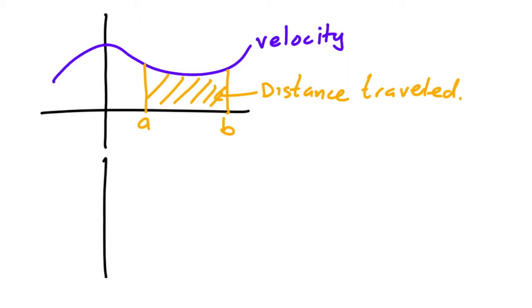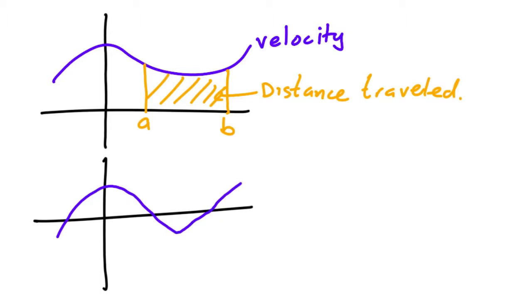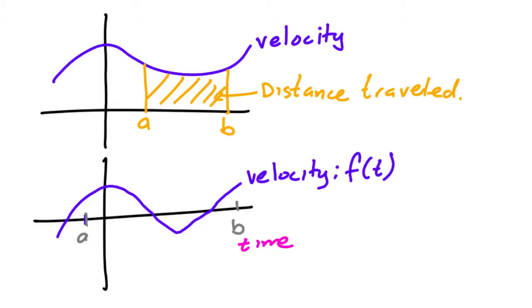Let me draw another picture. Let's say we're looking at the same velocity deal. And let's say we're starting at this point A, and let's say this is B. Now, if this represents velocity, and down here, of course, that would be time. So let's call this velocity little f of t. Okay. Now, if you find the integral from a to b of f of t dt.